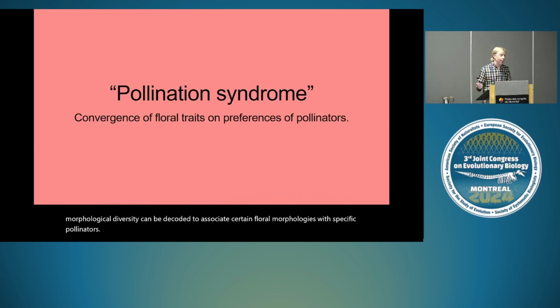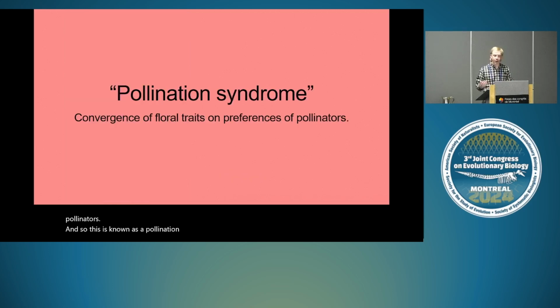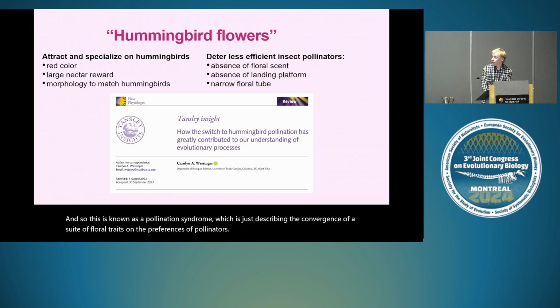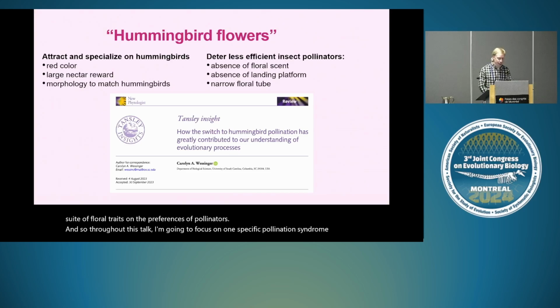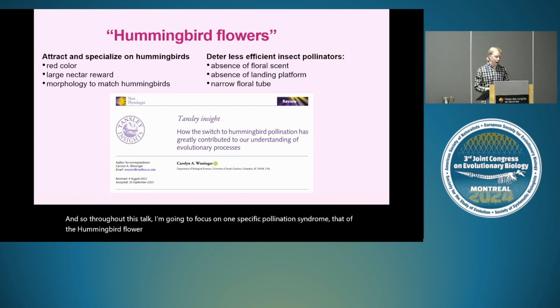This is known as a pollination syndrome, which describes the convergence of a suite of floral traits on the preferences of pollinators. Throughout this talk, I'm going to focus on one specific pollination syndrome, that of the hummingbird flower. Hummingbird flowers are typically red. They're typically tubular. These are traits designed to attract and specialize on hummingbirds.